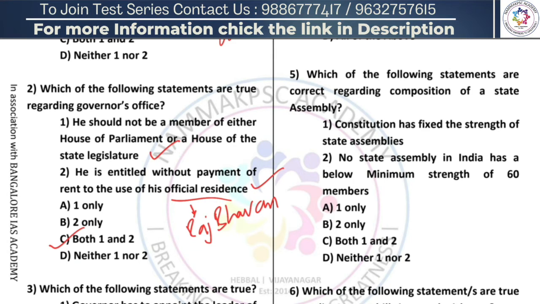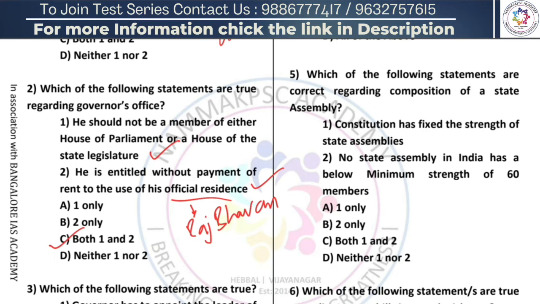So the constitution lays down the following conditions for governor's office, that is, he should not be a member of either house of a parliament or house of a state legislature. If any such person is appointed as governor, he is deemed to have vacated his seat in that house on the date on which he enters upon his office as the governor. He should not hold any other office of profit. He is entitled without payment of rent to the use of official residence, that is Raj Bhavan. He is entitled to such emoluments, allowances and privileges as may be determined by parliament.